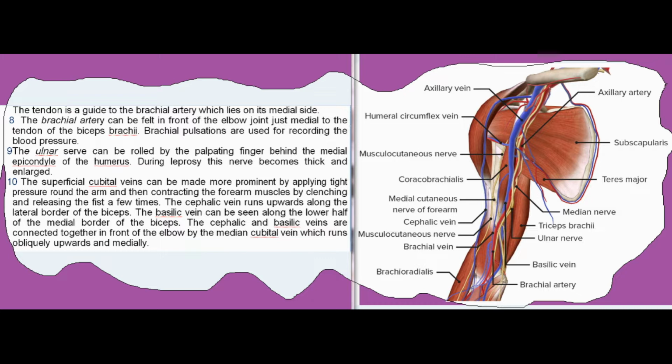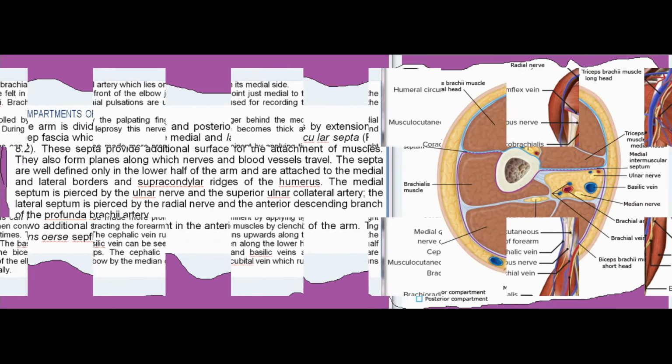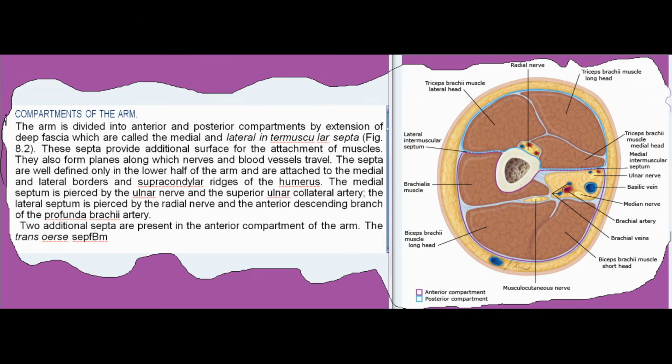10. The superficial cubital veins can be made more prominent by applying tight pressure round the arm and then contracting the forearm muscles by clenching and releasing the fist a few times. The cephalic vein runs upwards along the lateral border of the biceps. The basilic vein can be seen along the lower half of the medial border of the biceps. The cephalic and basilic veins are connected together in front of the elbow by the median cubital vein, which runs obliquely upwards and medially.